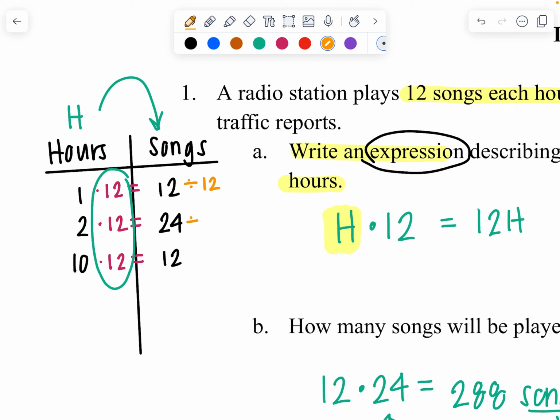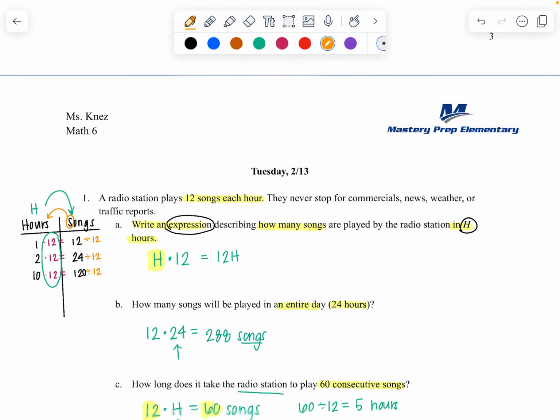12 divided by 12 is 1, 24 divided by 12 is 2, and oops, I made a mistake back here. That was 120 divided by 12 is 10. So to get from S, songs, to H, hours, I use division. We know that division and multiplication undo each other. So when we look at these one-step tables, we can always move in the reverse direction using the inverse operation.